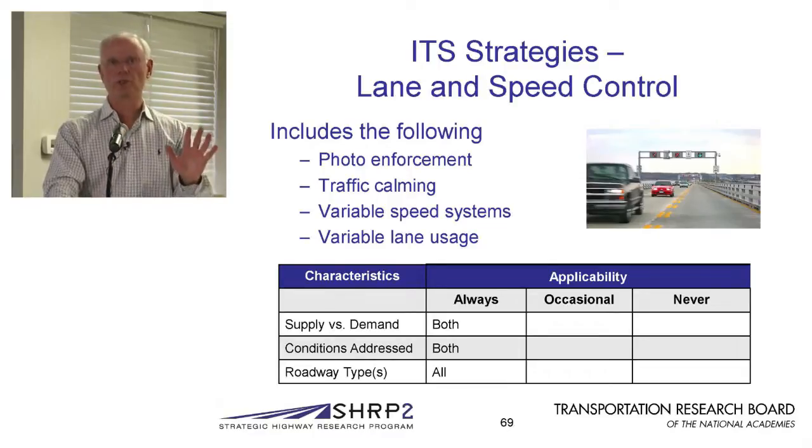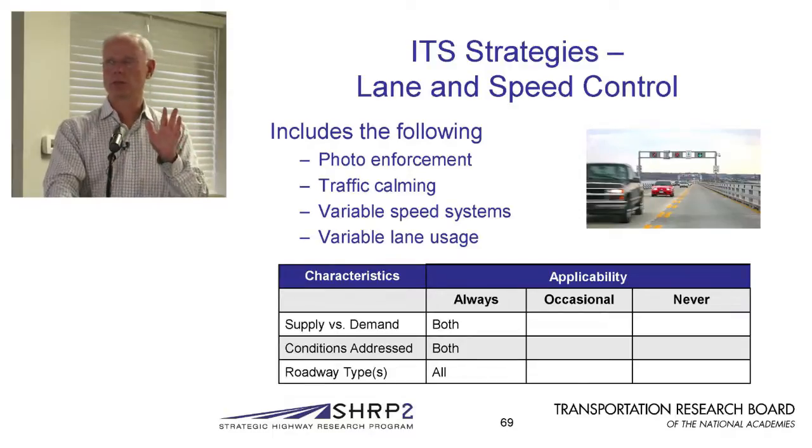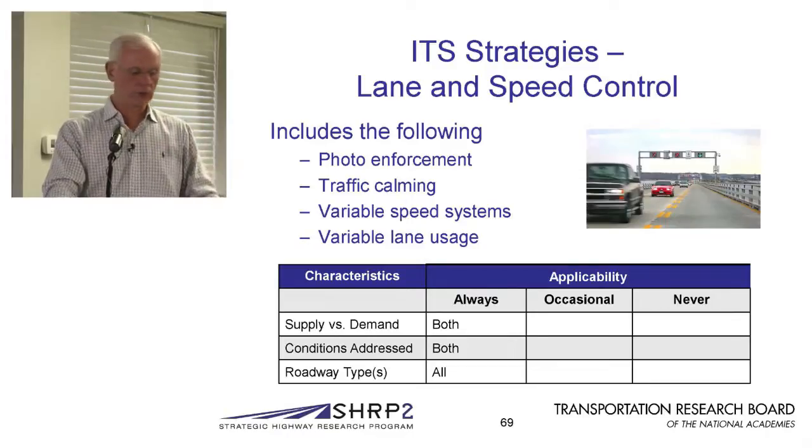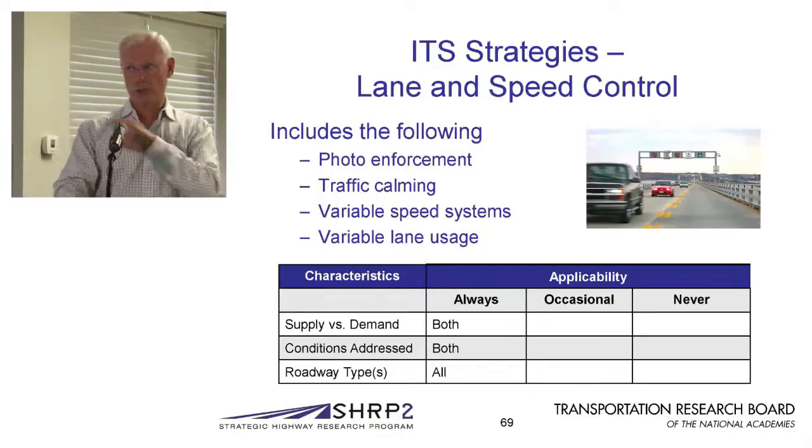So slowing vehicles down before they come to the scene, or suggesting or demanding that they shift lanes to avoid a work zone or an incident that's further downstream. We'll talk a little bit later about something called active traffic management, which incorporates a lot of the principles that we talk about with lane and speed control.